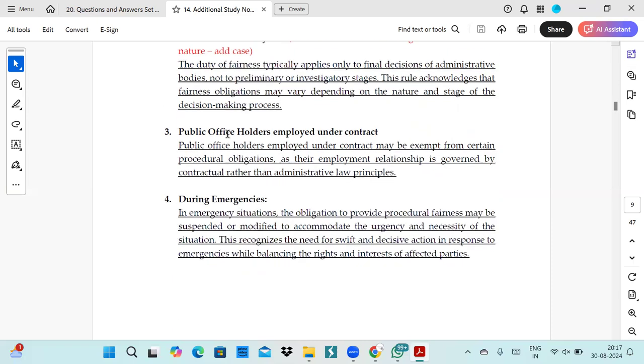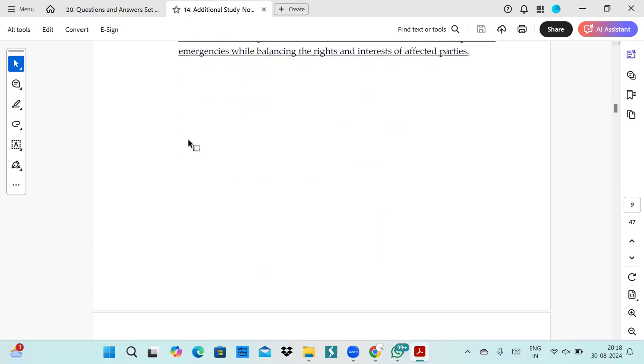Then there is public office holders employed under contract. So there might be questions specifically for this, where they're saying identify whether this is an employment under contract. Is it this kind of a question? Most probably it will not come in your final exam, 100 marks, they might not get this question, but that is also one of the exceptions. And emergency is also another exception.